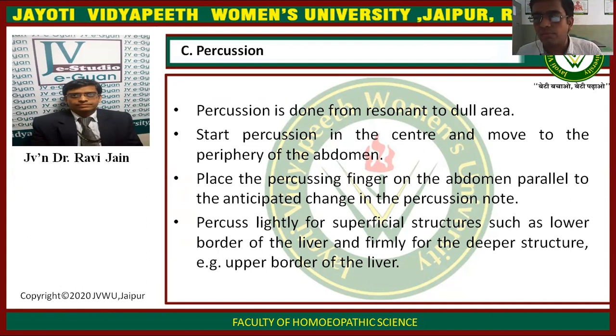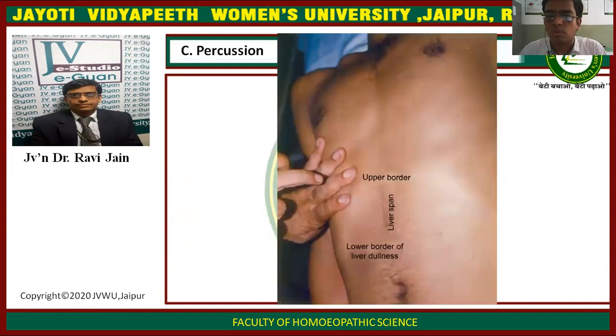Percuss lightly for superficial structures. So first of all, percuss lightly for the superficial structures such as the lower border of the liver, and firmly for the deeper structures, for example, the upper border of the liver. This is how you do the percussion. This is the upper border, this is the lower border of the liver dullness, and this is the liver span. So this needs to be assessed in every case.